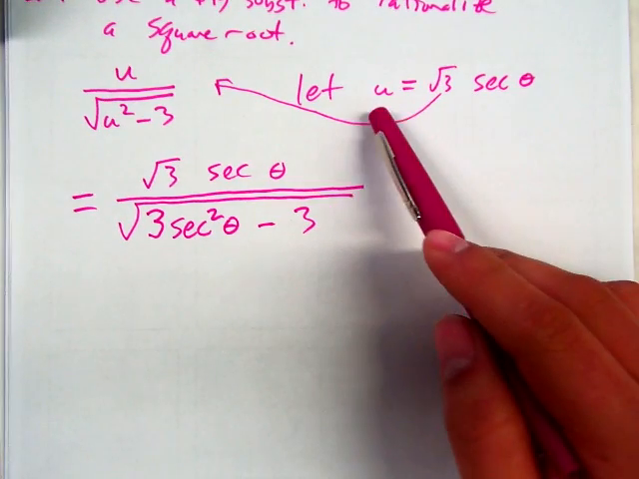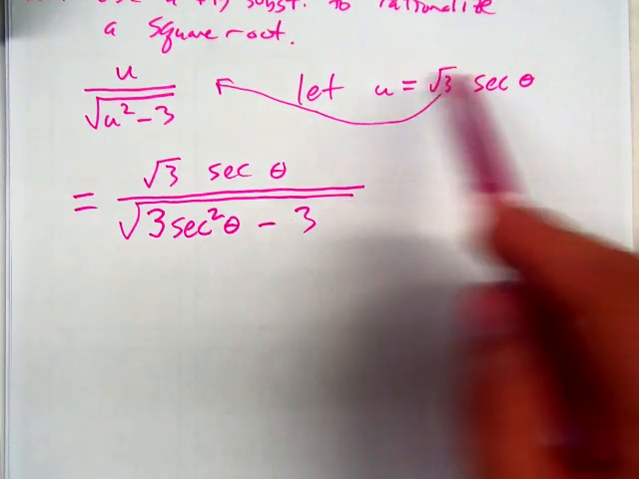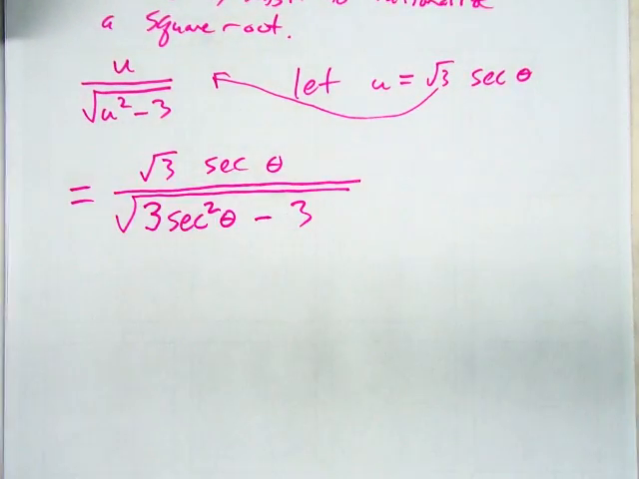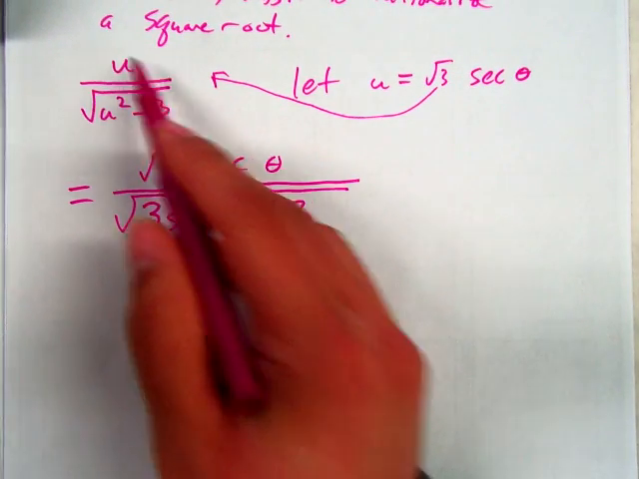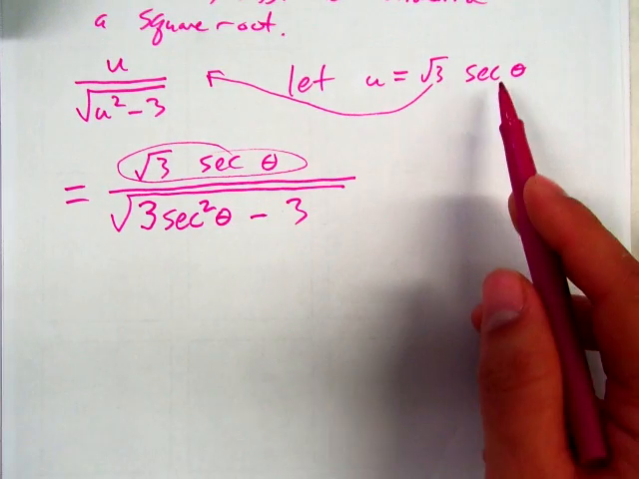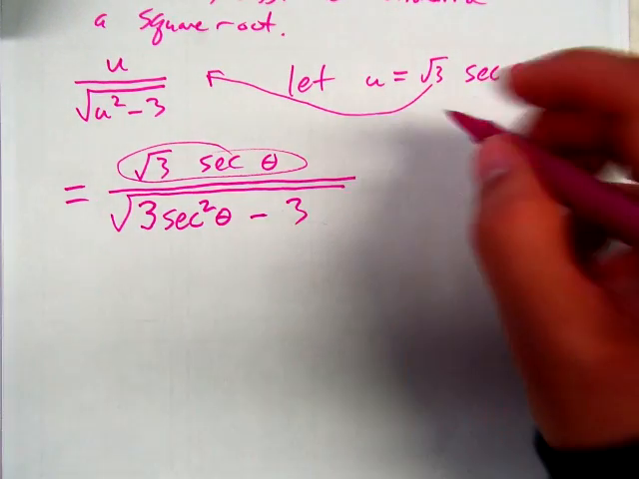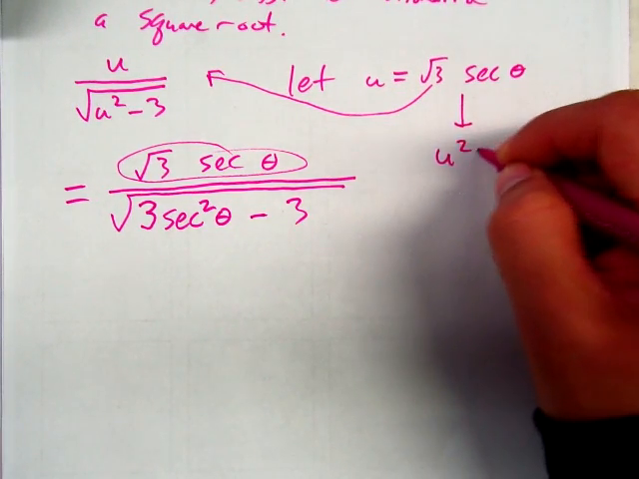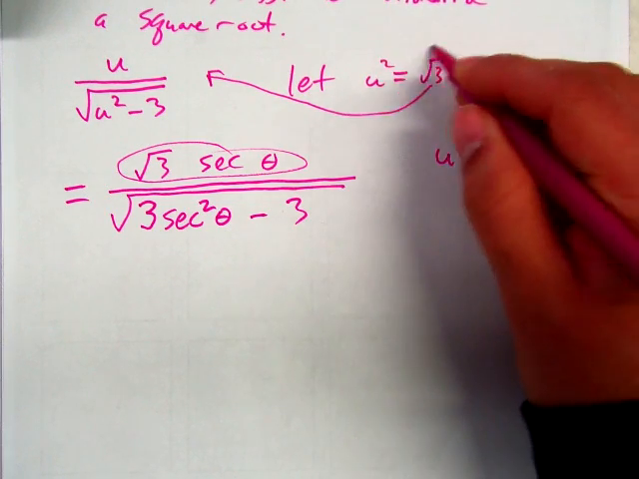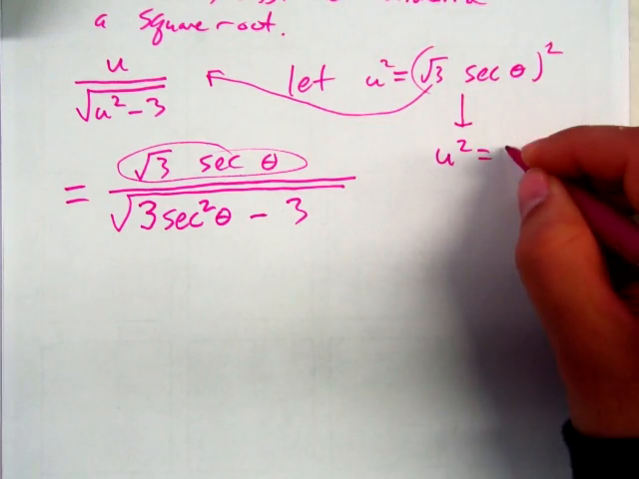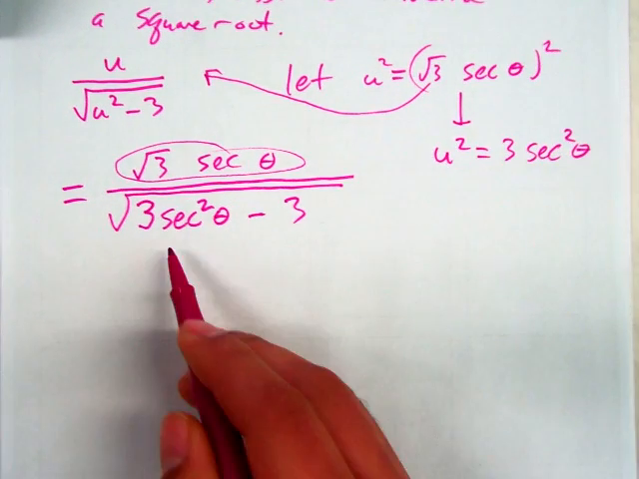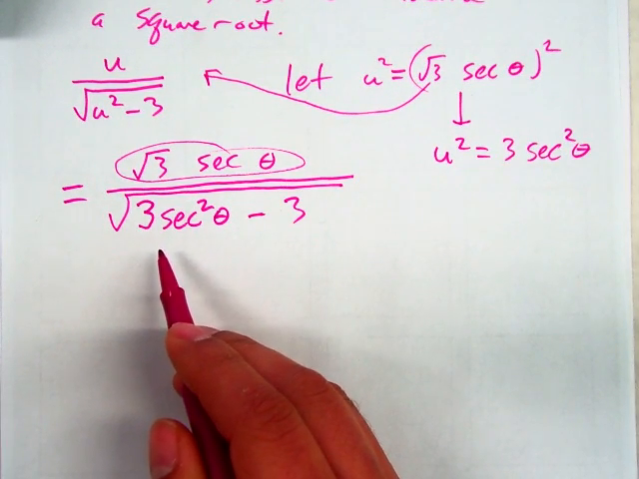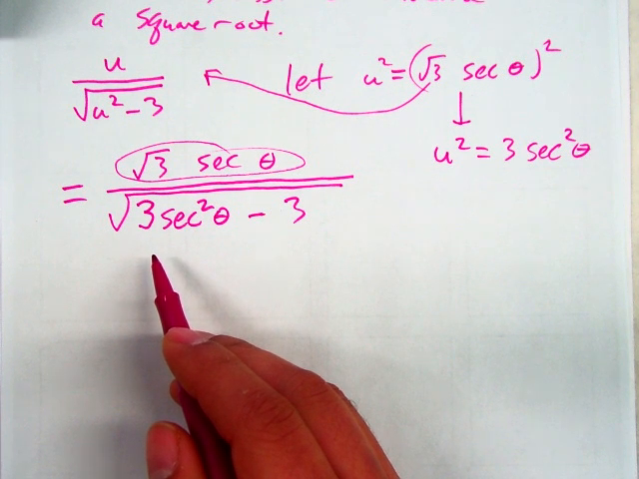It's like if they told me, if u equals 5, figure it out. So you do 5, and then you do 5 squared and subtract 3. All I'm doing here is plugging in root 3 secant theta for u, right? Do you guys see that if I square u, the root 3 becomes 3, and then secant times secant is secant squared, so that's how I got the u squared here to become this. Okay?